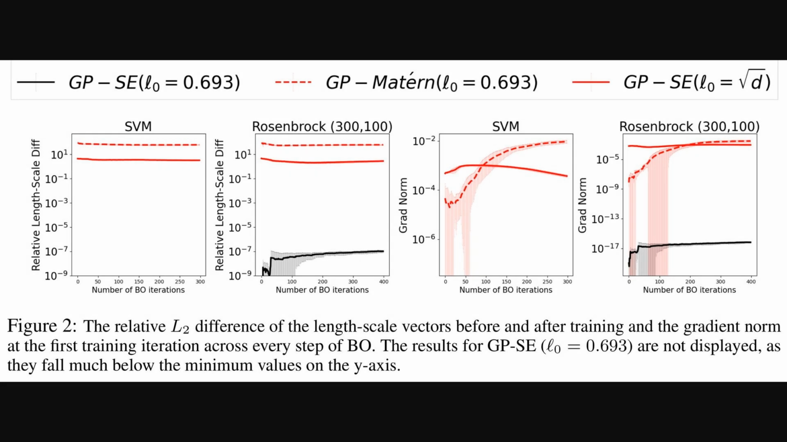Alright, building on that investigation, Figure 2 here gives us a visual confirmation of this gradient vanishing problem. It plots the relative change in length scales before and after training, and the gradient norm during training. You can see, especially in the gradient norm plots on the right, that the standard SE kernel with typical initialization has vanishingly small gradients. However, both the Matérn kernel and the SE kernel with the proposed robust initialization maintain much healthier gradients, allowing for proper training.